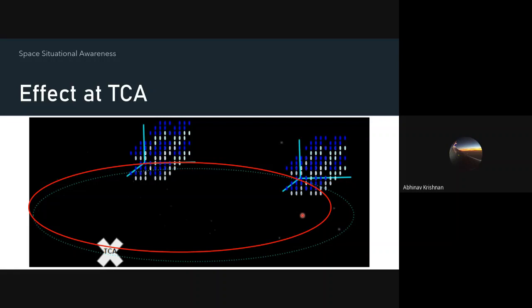And the process starts all over again, where you have performed the maneuver. Now everyone starts looking at whether you're going to cause any more conjunction again.